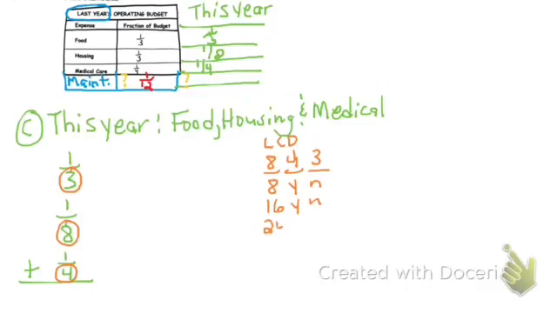Go back to my 8s. 8, 16, 24. When I go through my 4s, do I say 24? 4, 8, 12, 16, 20, 24. Yes. When I go through my 3s, do I say 24? 3, 6, 9, 12, 15, 18, 21, 24. Yes, I do. So since it's yes to everything, my LCD is 24. This will become my new common denominator.